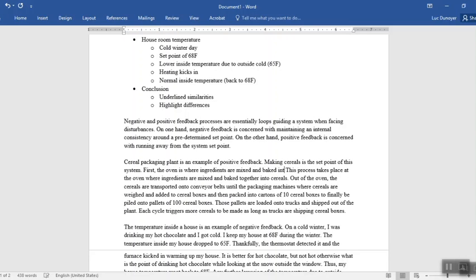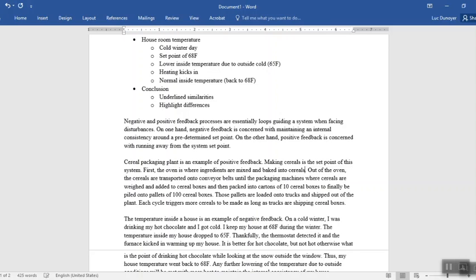That's the difference between passive and active voice. It's where the emphasis is. Passive voice puts the emphasis on the complement, on the second part of a sentence. Active voice puts the emphasis on the first subject. And here I want to emphasize the oven, so I go with that structure. The oven is where ingredients are mixed and baked into cereals.